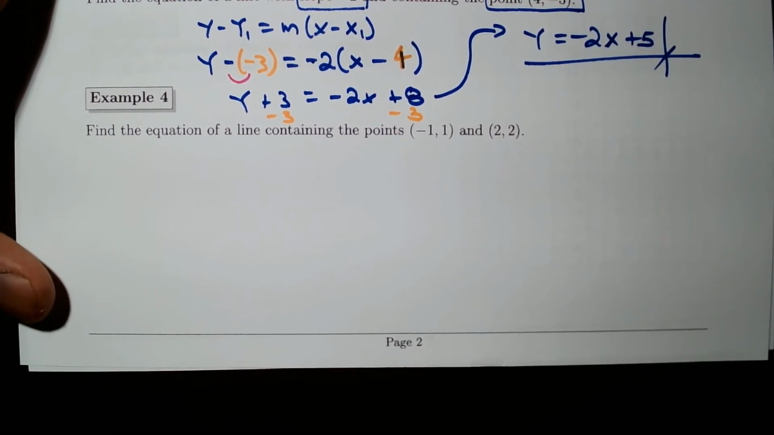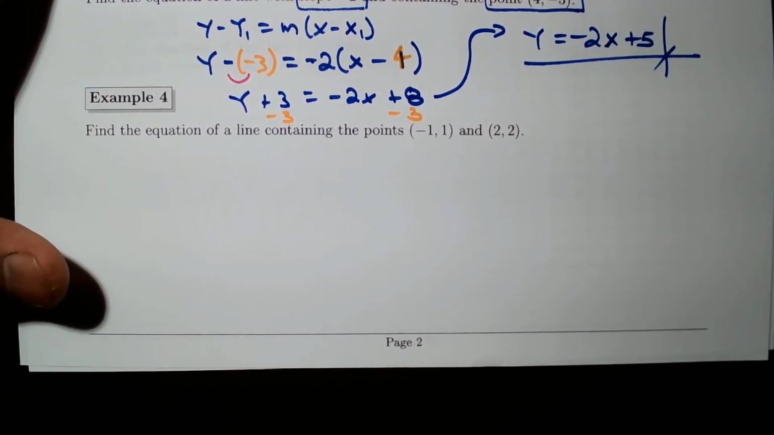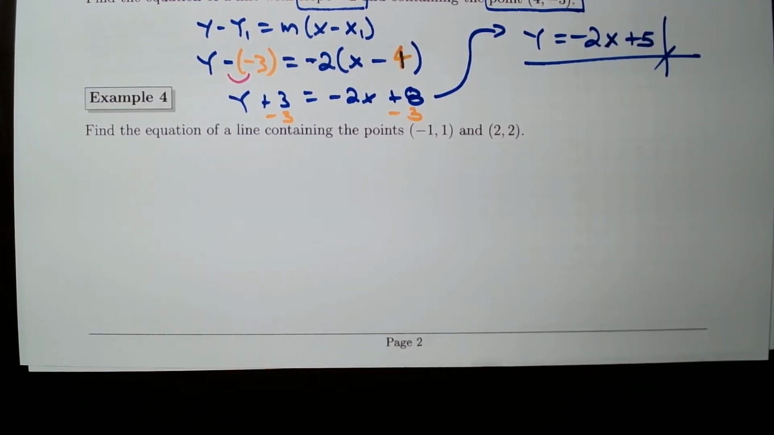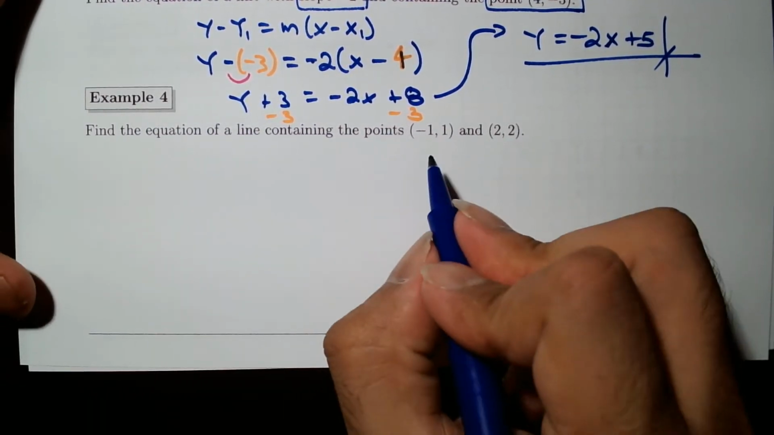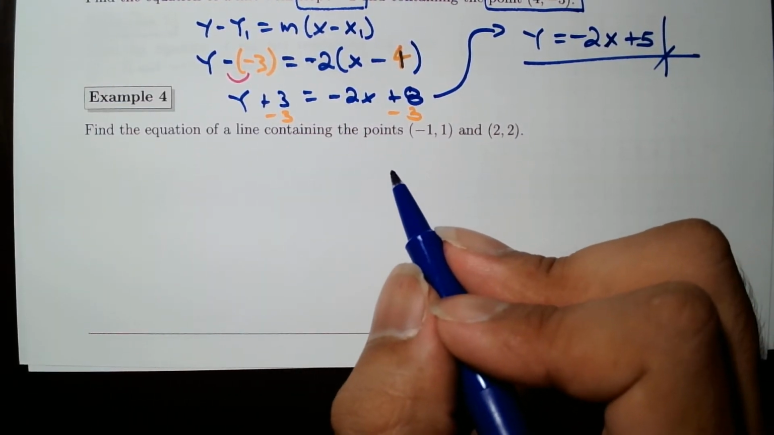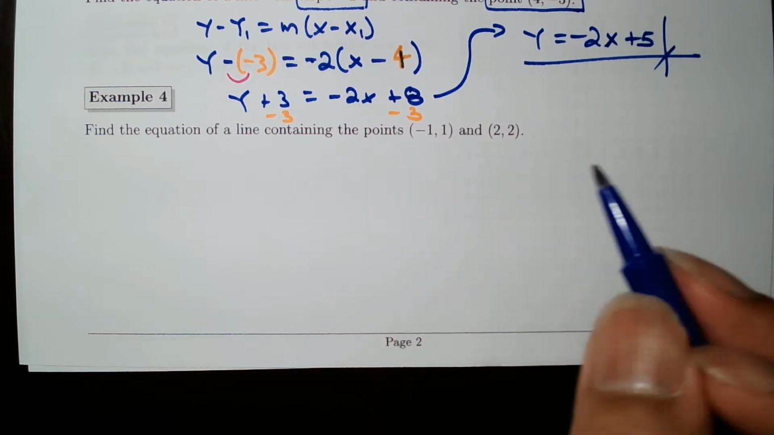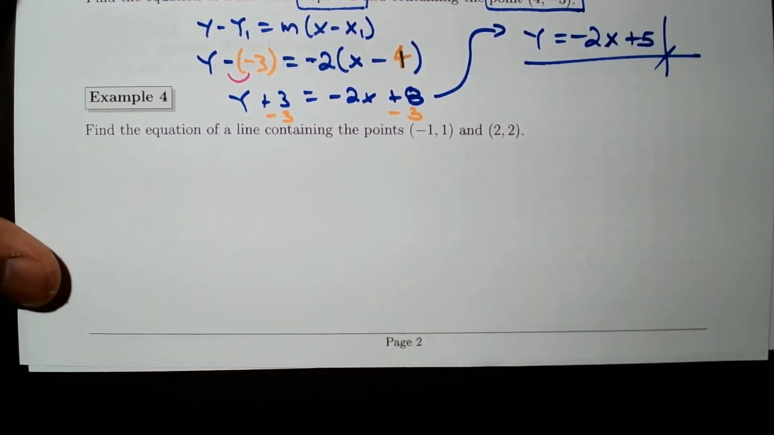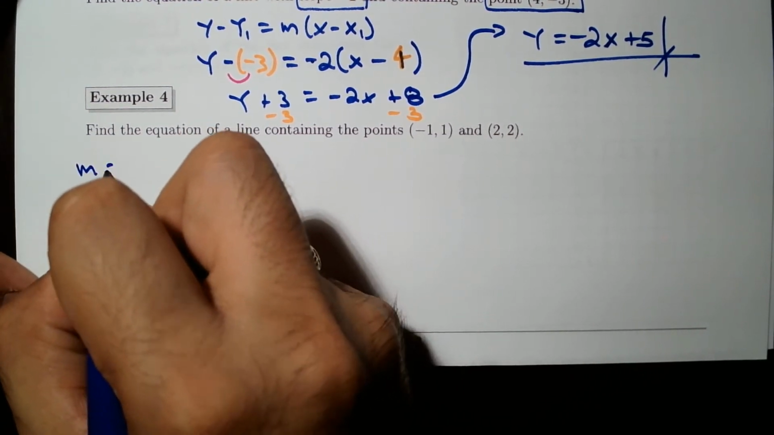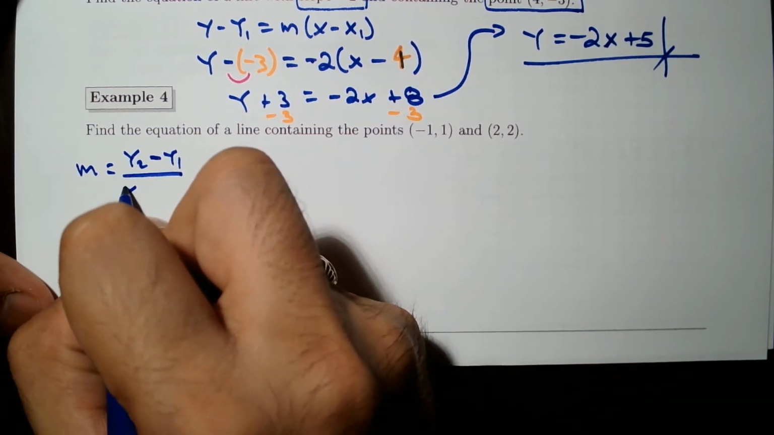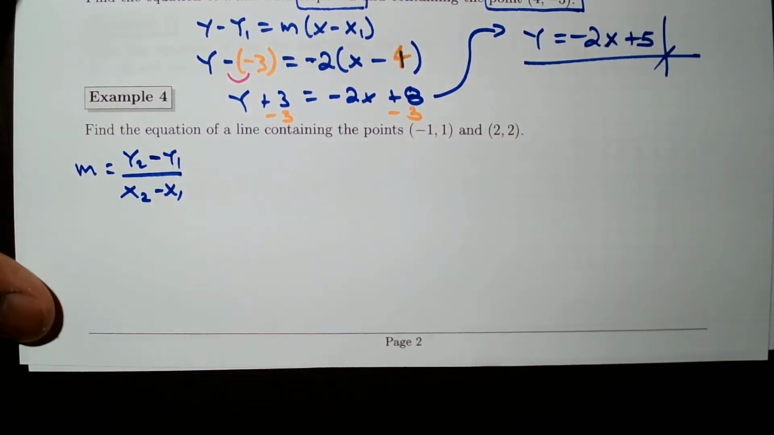Alright, find an equation containing the points (-1, 1) and (2, 2). In this case, we don't know the slope. However, we have enough information here to get the equation, because we can use these two points to get the slope, and then from there we are going to find the equation of the line. So m equals (y2 - y1) over (x2 - x1).